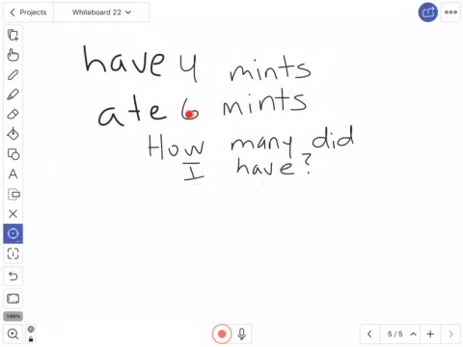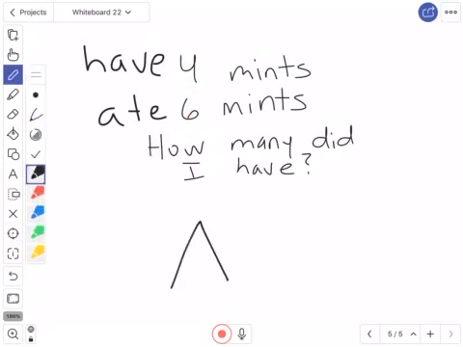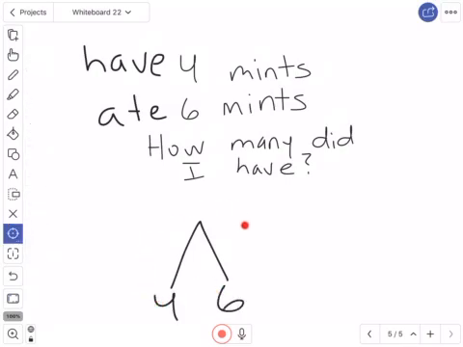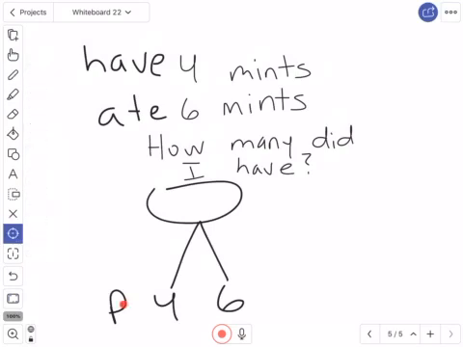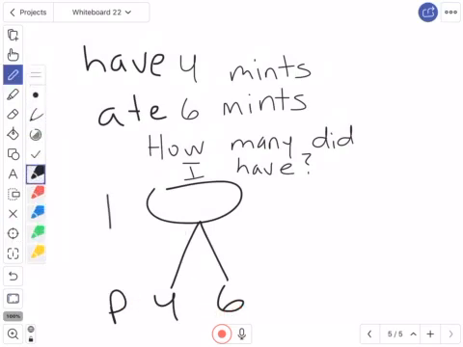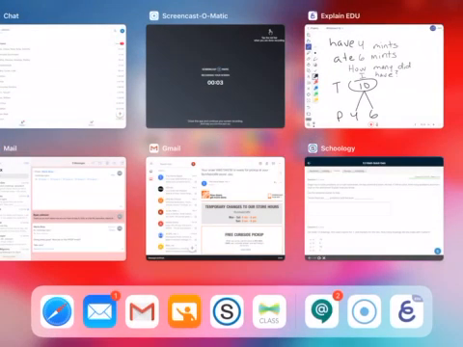So I have to think, what's going to make the most sense using these two numbers? One of the things I like to think about is using a math mountain. So if I have 4, I ate 6 of them, those are my 2 parts. And then I'm going to think, okay, but how many did I have? That's going to be my total up top. So this is a part down here, and this is my total up top, which would give me 10. So that's for number 1.